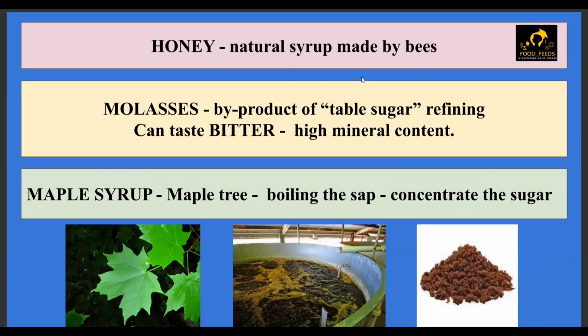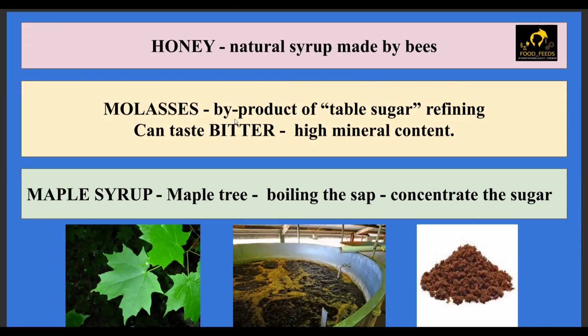So honey, as you know, it's a natural syrup which is made by the bees. And the bees usually collect the sugar from the floral nectar of the plants, and then it gives the honey a variety of distinctive flavors and colors. And honey can be consumed directly from the beehive as well.